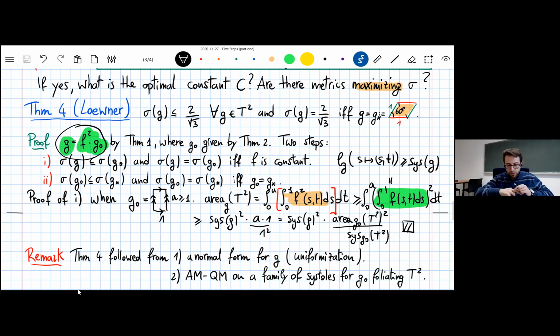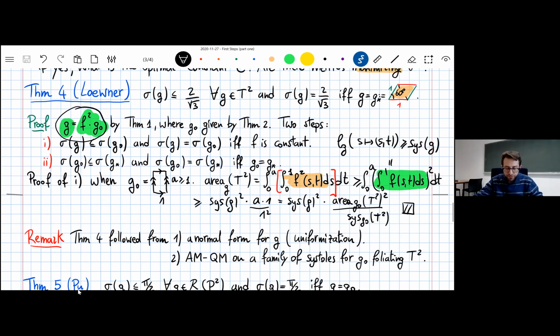Okay, very good. So this was the very first systolic inequality proved. Is there any question on this result, or shall we go on and see the others? Okay, then let me continue.